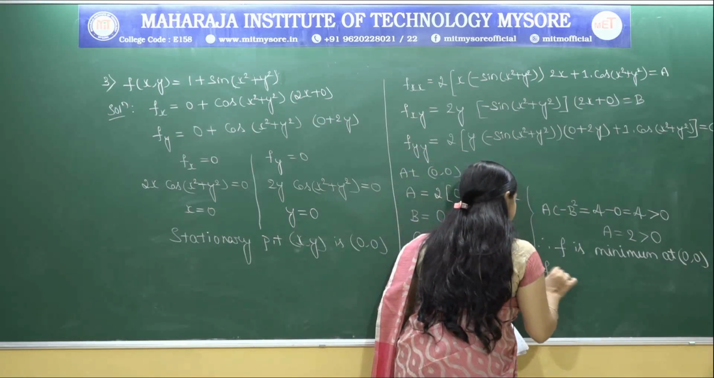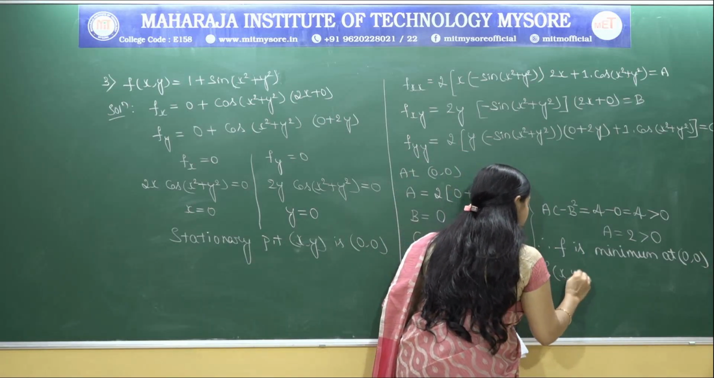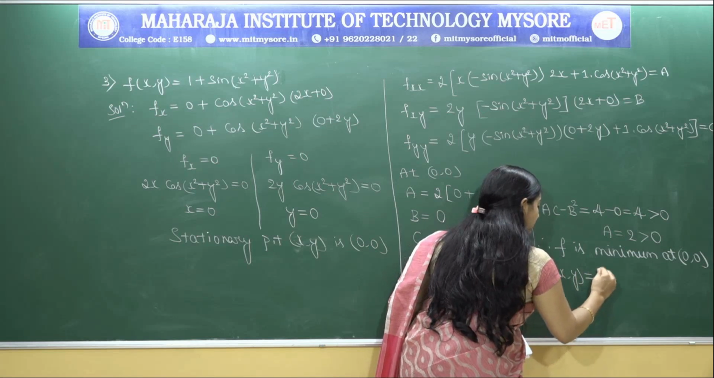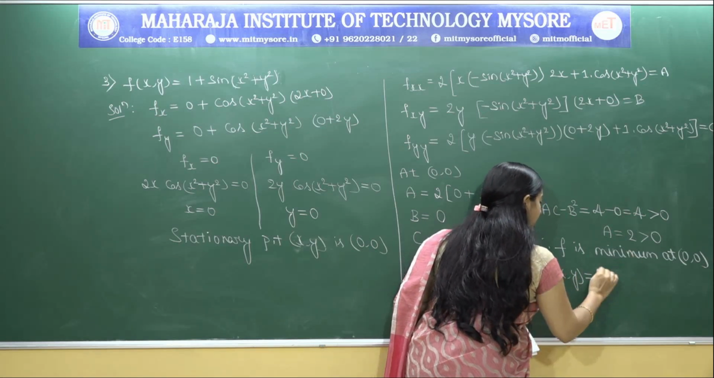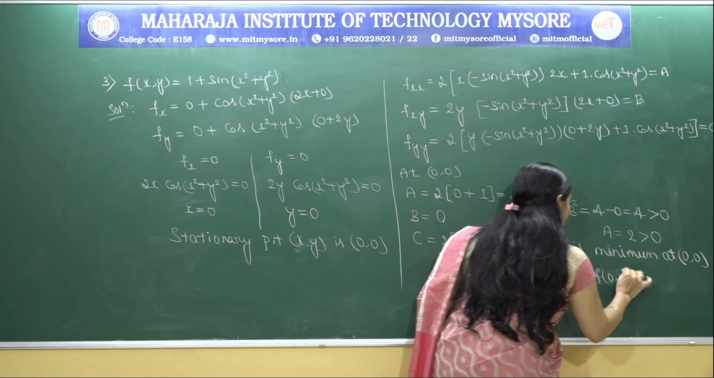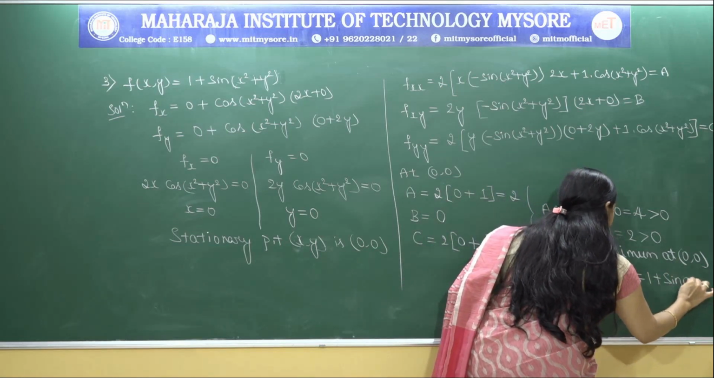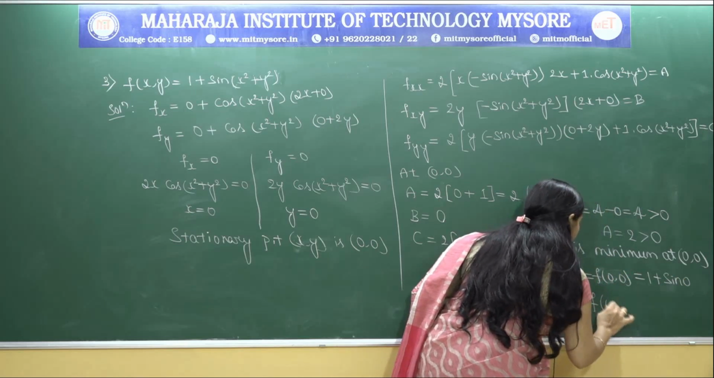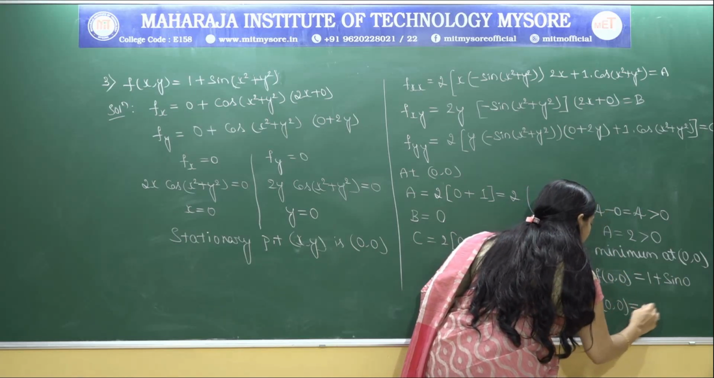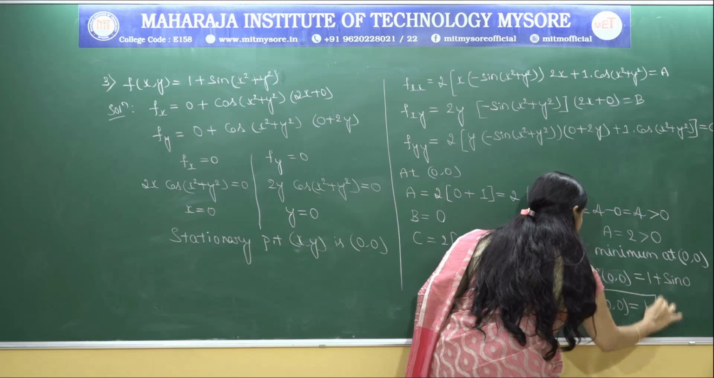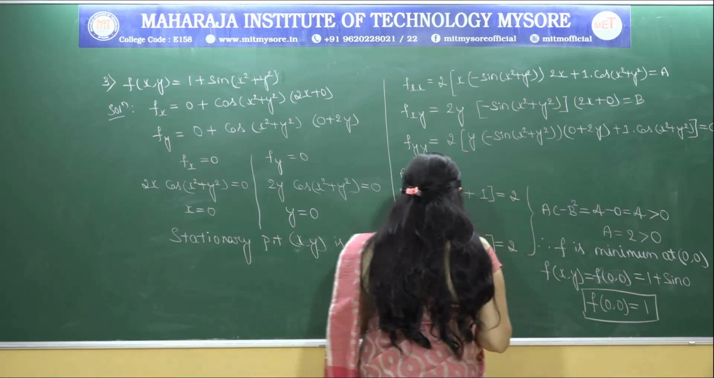So the point is f of x comma y, you substitute into the given function, f of 0, 0, you will get 1 plus sine 0, the sine 0 is 0. So you will get the minimum value of the function is 1.